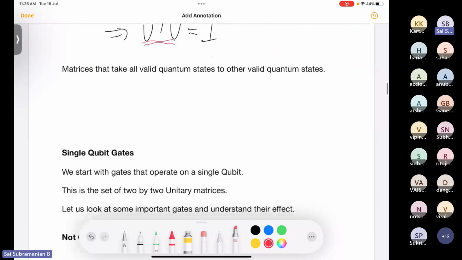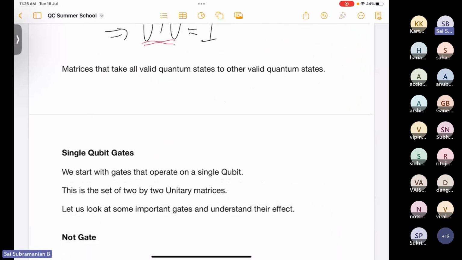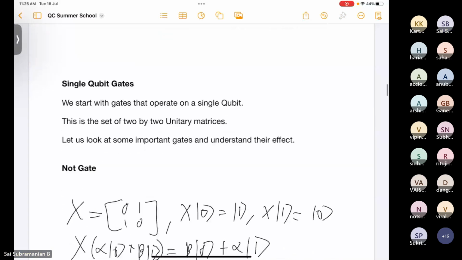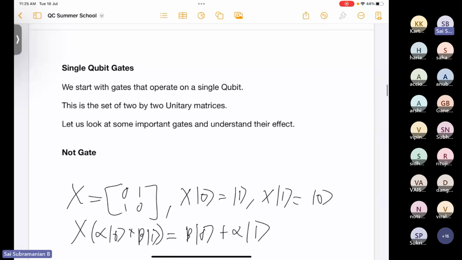So let's start by looking at single qubit quantum gates. This will be the set of 2 by 2 unitary matrices. For a single qubit, we have 2 by 1 column vectors, so our matrices will be 2 by 2. We will look at a few gates which we might use and are otherwise very commonly used in quantum computing, and we'll just try to understand them.